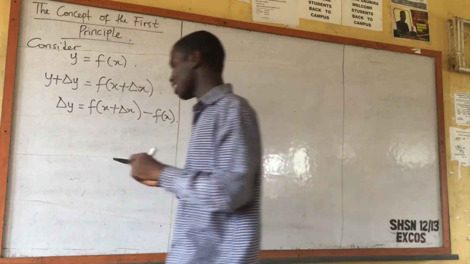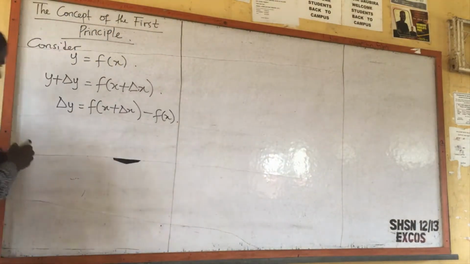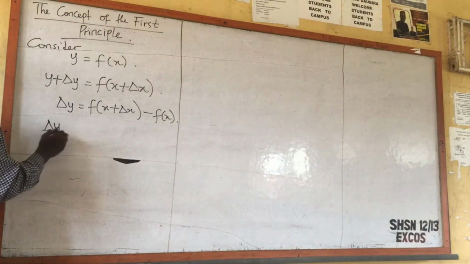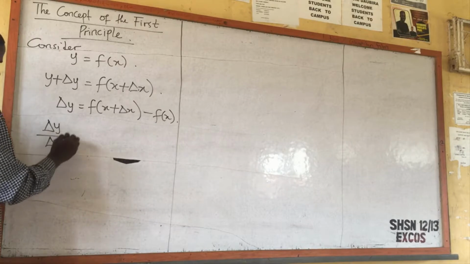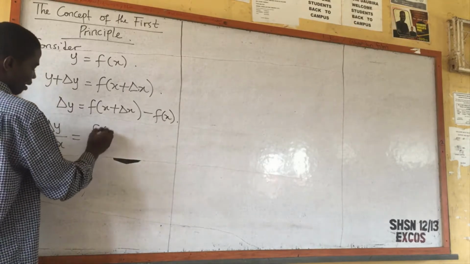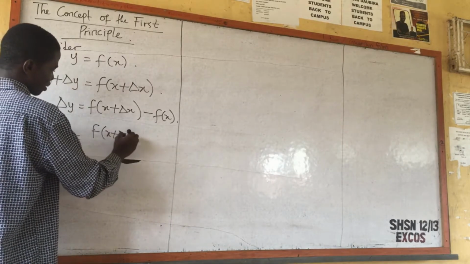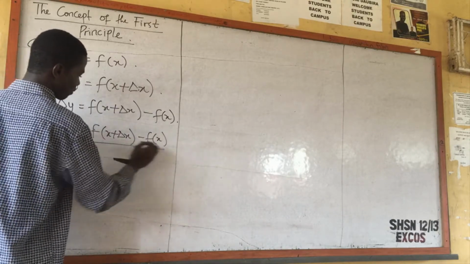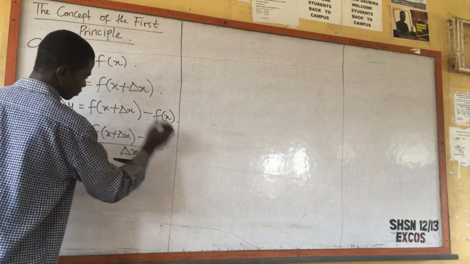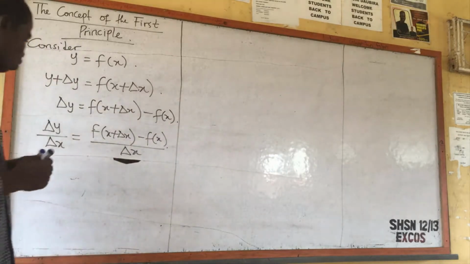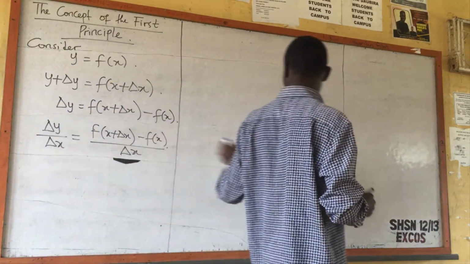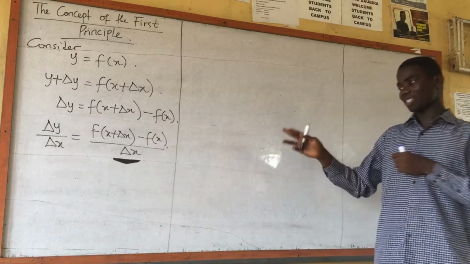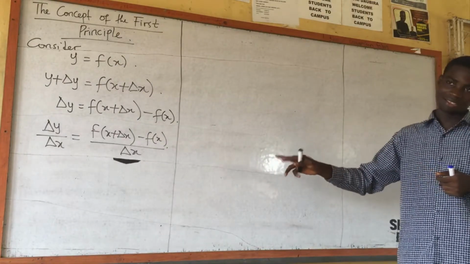Then the next thing is to divide both sides by delta s. So delta y divided by delta s will be equal to f of s plus delta s minus f of s, everything divided by delta s. That's what we are going to obtain.